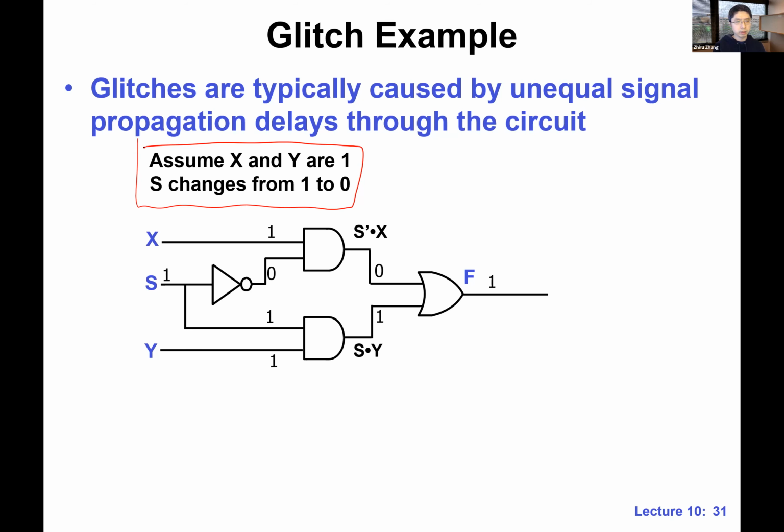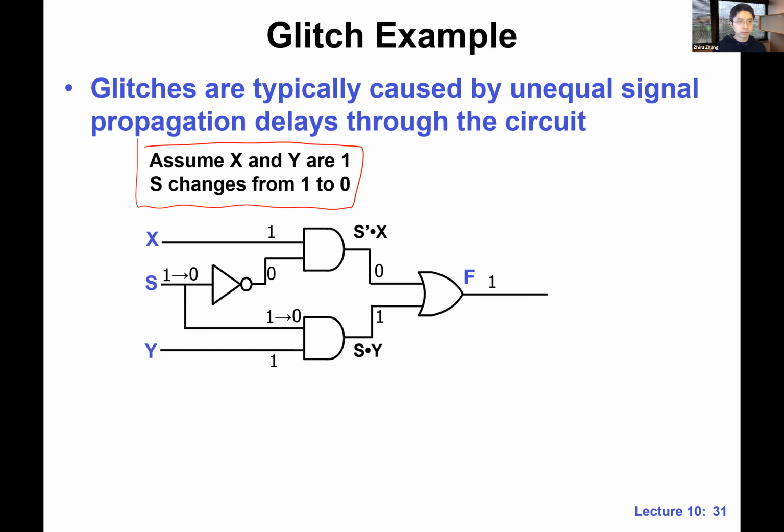So we are supposed to have a 1 on the output side. But now let's look at some of the interesting behavior from the circuit. First, I'm assigning the values on these signals, on these wires. S is 1 initially. X is 1, Y is 1. Of course, this wire is 1. This signal is 0 after the inversion, and we have 0 here, 1 here, and 1 here on the opposite side.